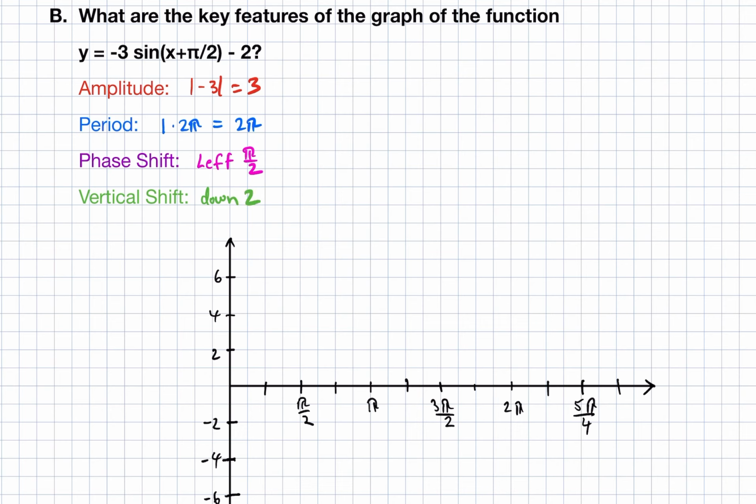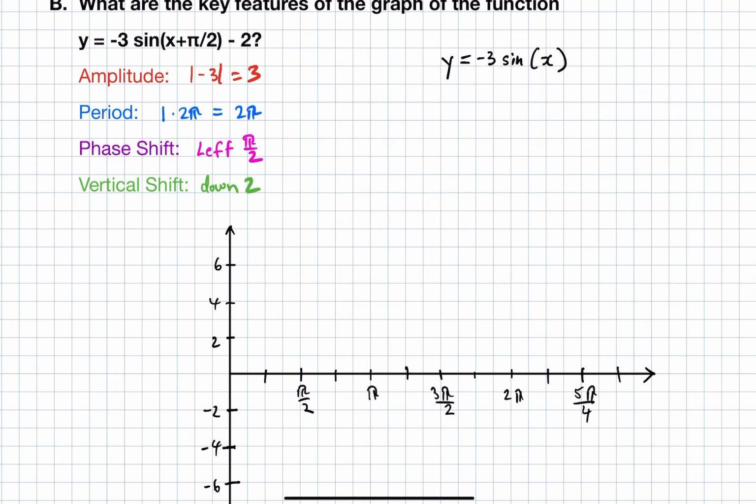Okay? All right, so just like the previous example, the first thing I'm going to do is graph the base function, okay? What I call the base function. This would be y equals negative 3 sine x, okay? No phase shift and no vertical shift, okay? Once you get more proficient at this, you don't have to graph it this way, but for beginners, I highly recommend that you graph the base function first so that you avoid any potential mistakes.